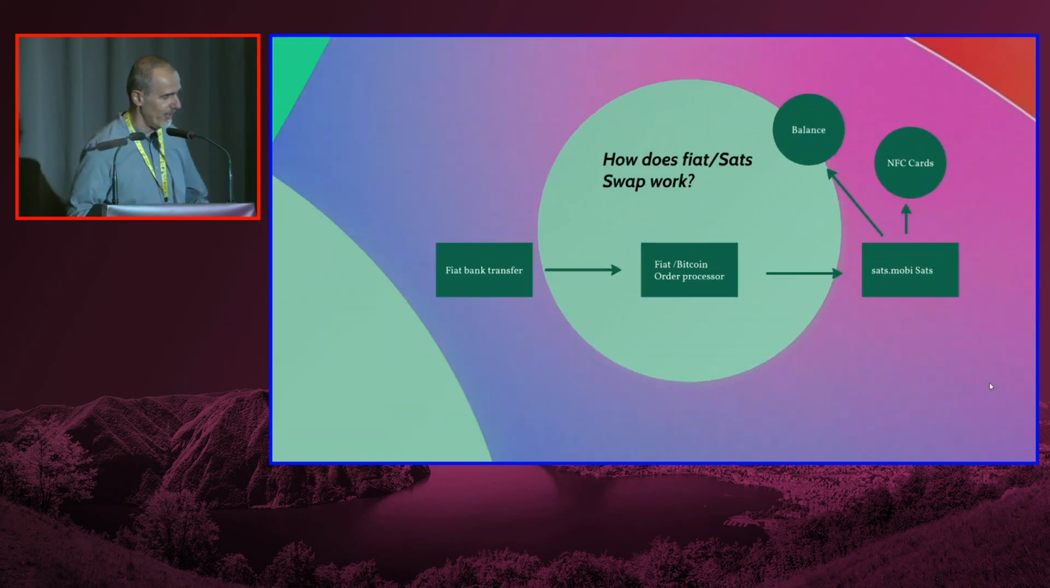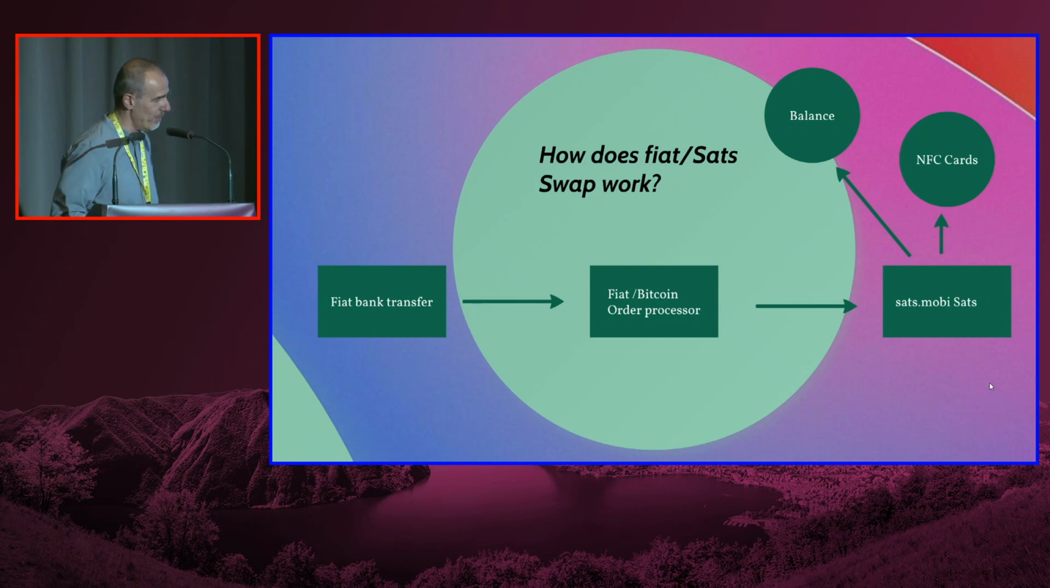And how does it work? When the payment arrives, the order processor converts the amount in sats and directly pushes it to the balance of your account. And so this makes it possible to have this balance available also for the NFC cards. NFC cards can be spent in Lightning Sats, but you can top up your card by using this facility to change from fiat to Sats.